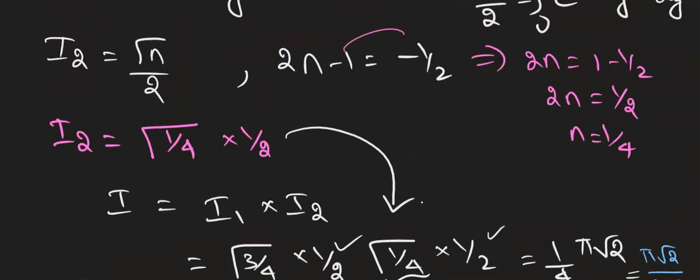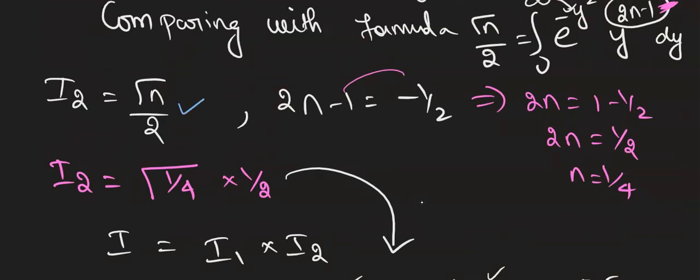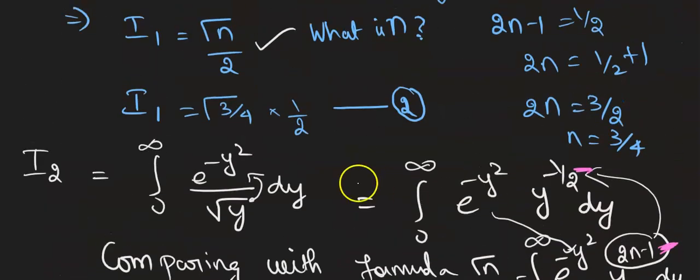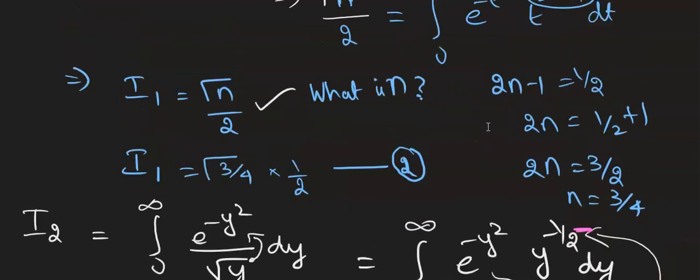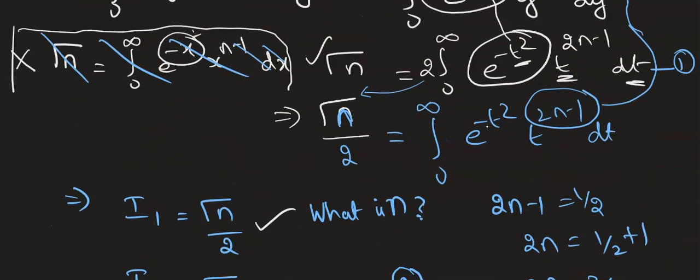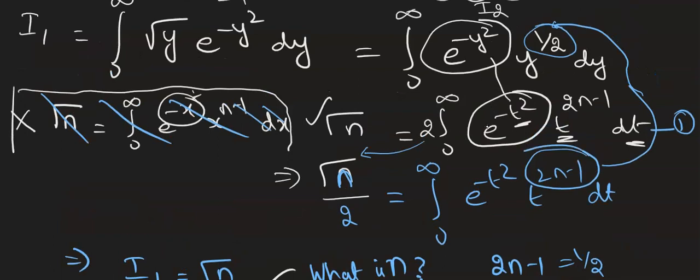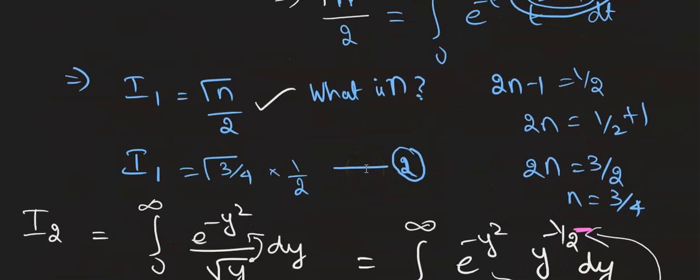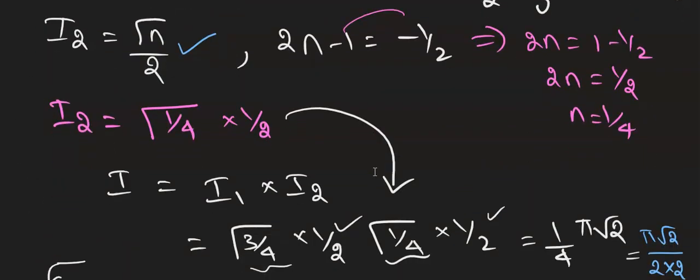So very simple. You are using only one formula. Both look exactly the same, gamma of n by 2. Same formula only we are using, but you are comparing the terms. In the first term, in the place of 2n minus 1, I have got 1 by 2. In the second term, it is minus 1 by 2, because this is power 1 by 2 here. If it comes to the numerator, it is power minus 1 by 2. So if you multiply these two, we get the desired result. And whichever formula is applicable, use that.